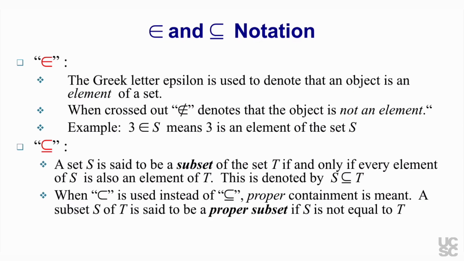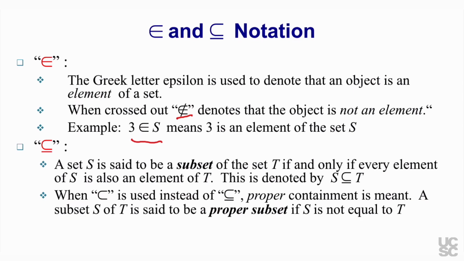More important notation is how we denote when an element is in a set and when a set is a member of another set. So we use epsilon to denote the case in which we have an element belonging to a set. For example, that 3 is an element of a set S, we denote by 3 epsilon S. And when we want to denote that an element is not in a set, we just use the epsilon with a negation.